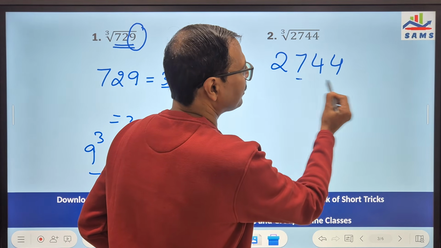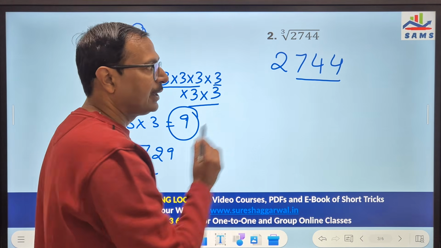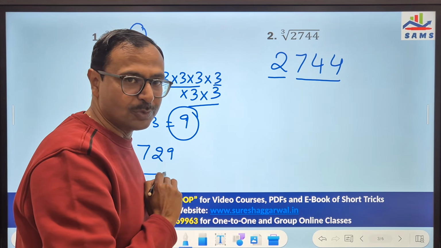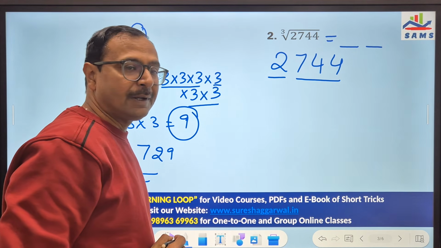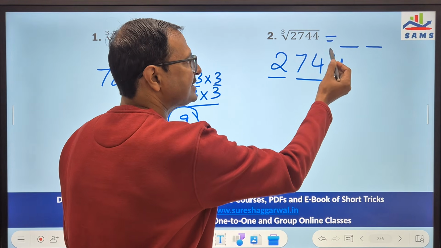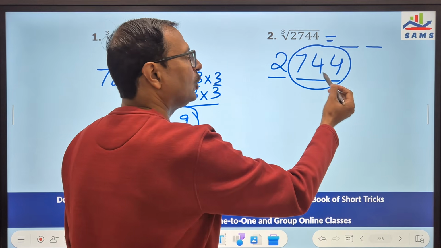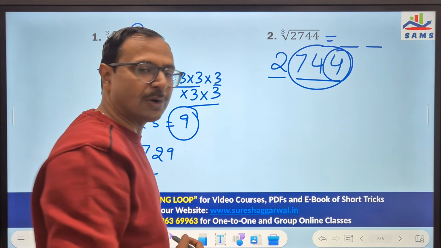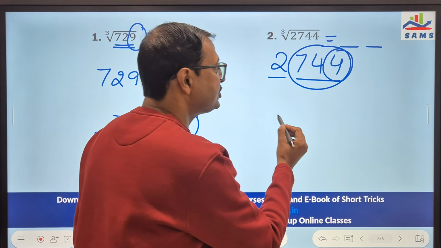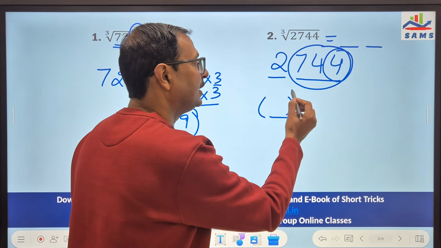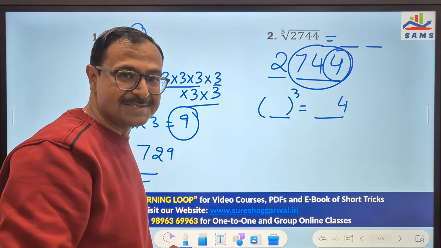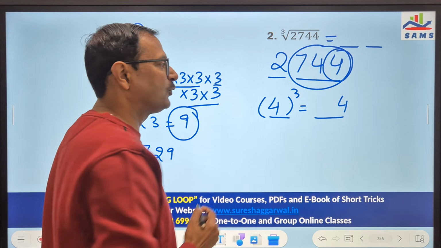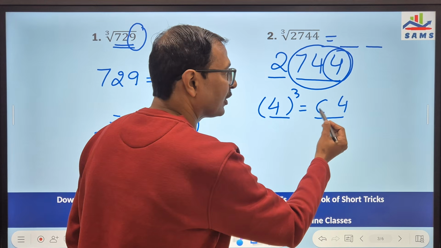Let's make triples from the right-hand side: 744 and then this number 2. So my answer is going to be a double-digit number. Now for the last triple, 744, look at the last digit, it is 4. And which single digit's cube gives me a number ending in 4? It is 4 itself, because 4 cube is 64.